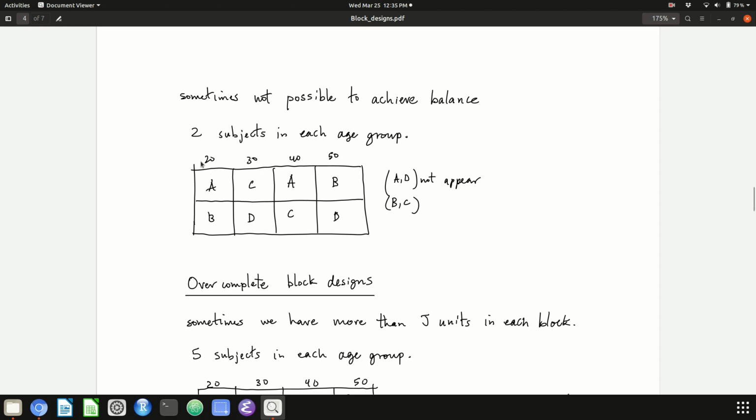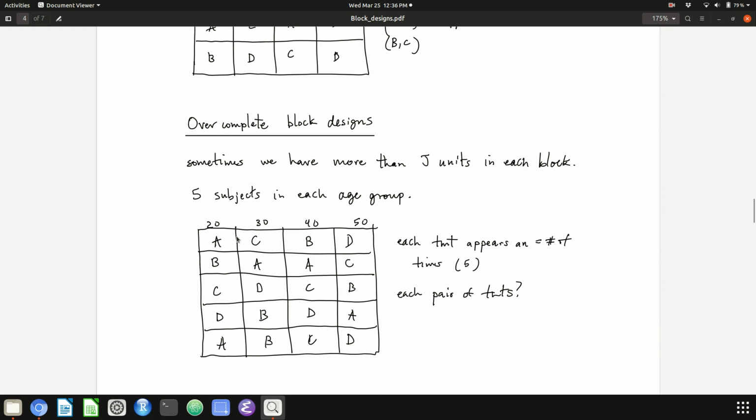A and B appear together in the first block, but nowhere else. But let's look at A and D. A and D don't appear together ever in the same block. So if we're thinking about how well we'll be able to make comparisons with treatment A, we should be better able to make a comparison between treatments A and B, and less able, or have a higher variance on the estimate of the treatment comparison, between A and D, because A and D never appear together in the same block.